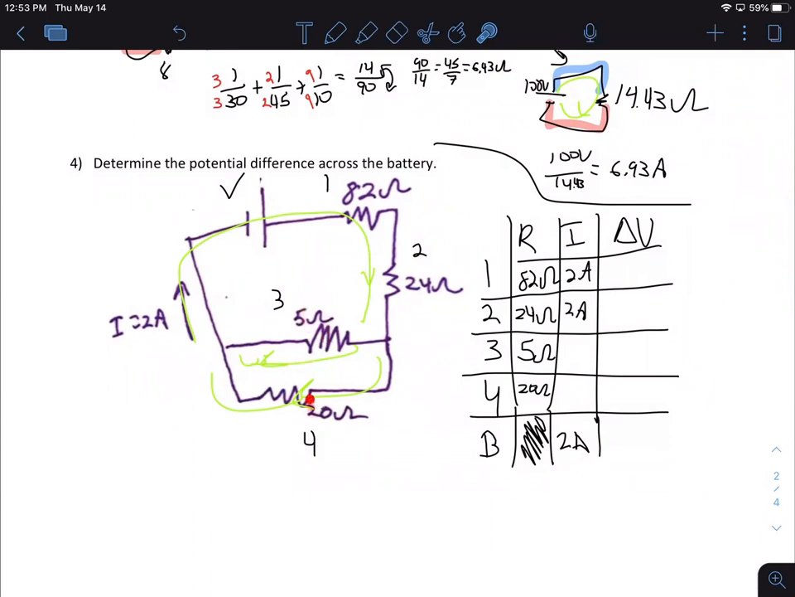Looking at this, 5 is a quarter of 20, so this is going to get 4/5 of the current if we wanted to do it that way. Don't know any delta V's, don't know the battery. Now, when I look at this, I could do some changes here. I could find these changes.